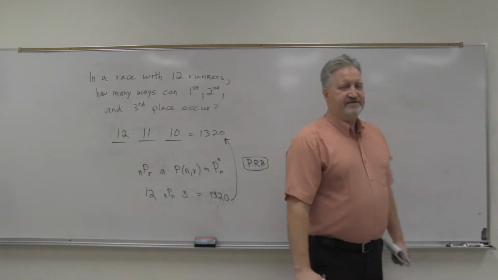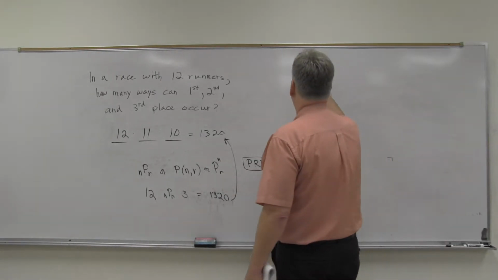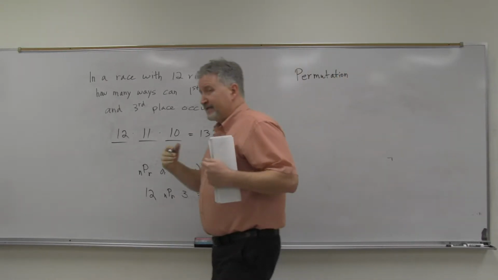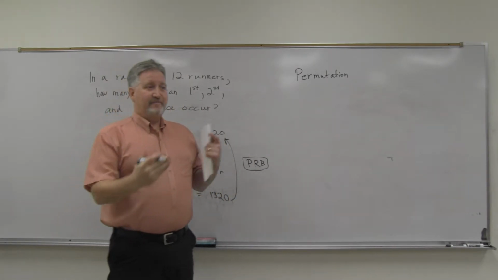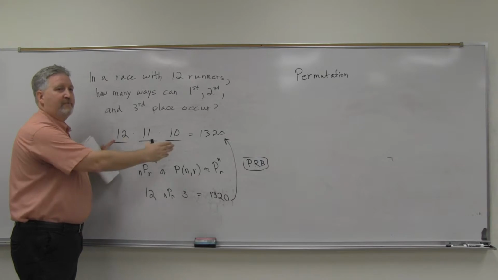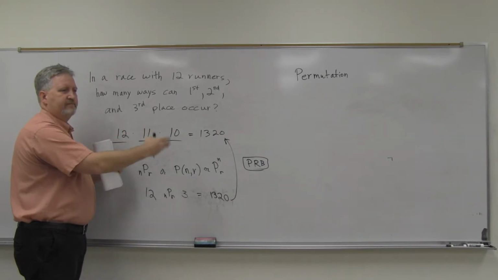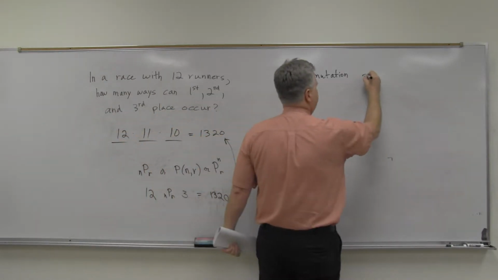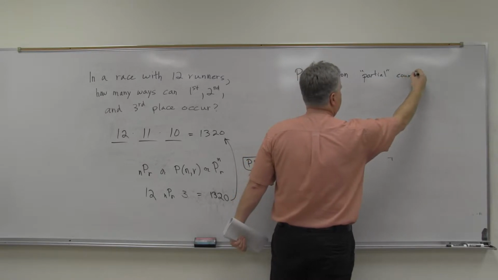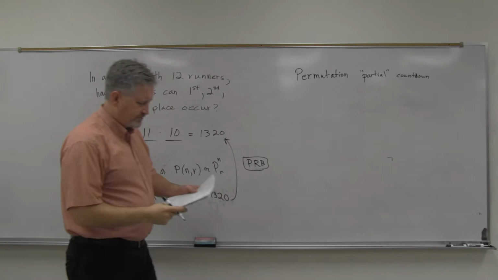What this is known as, the P stands for permutation. This is what's called a permutation. And like the factorial, the permutation is a countdown product, but it may be only a partial countdown product. You see what I'm saying? So I do have a countdown, 12, 11, 10, but it's only a partial countdown.